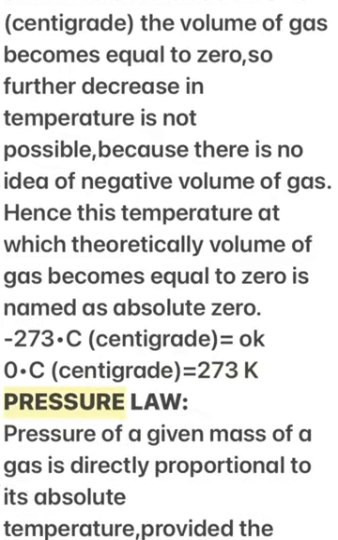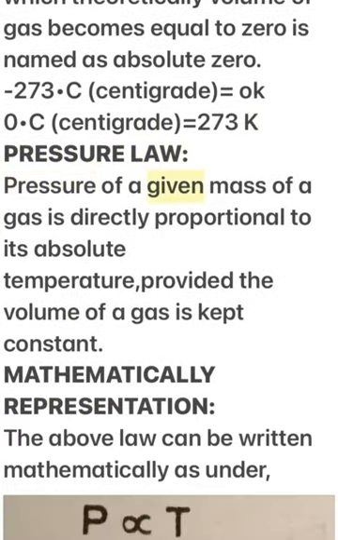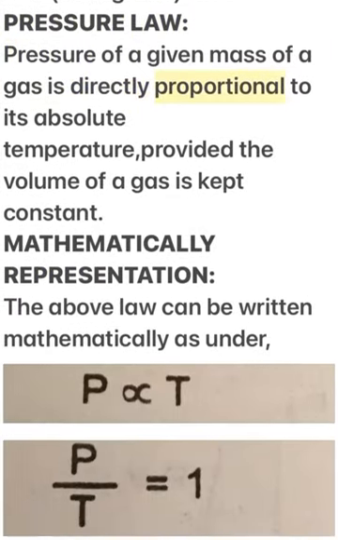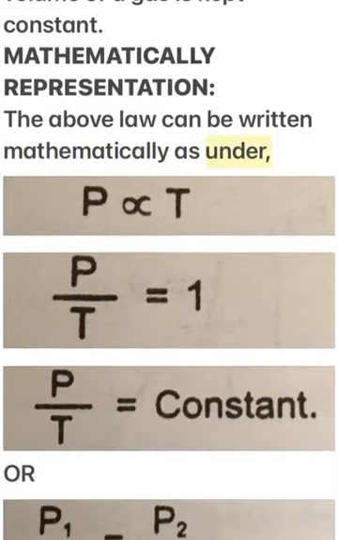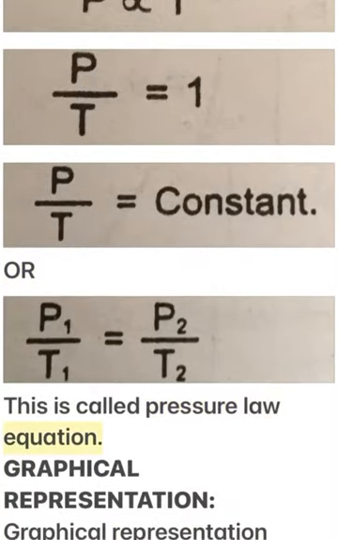Pressure law. The pressure of a given mass of a gas is directly proportional to its absolute temperature, provided the volume of the gas is kept constant. Mathematical representation. The above law can be written mathematically as under, P1/T1 equals P2/T2. This is called the pressure law equation.